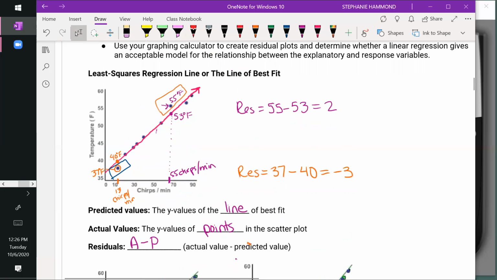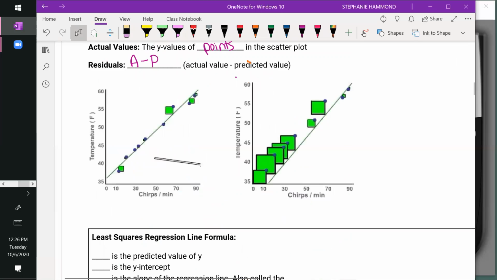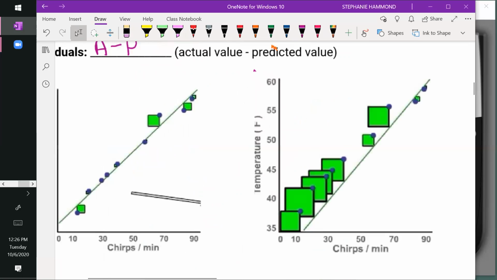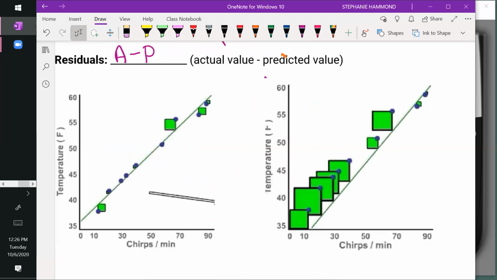So with the least squares regression line, it's not just any line that we can draw through a scatter plot. It has to be very, very close to all of our points, or as close as possible to all of our points. And the reason why we call this line of best fit the least squares regression line is because of what you see here.